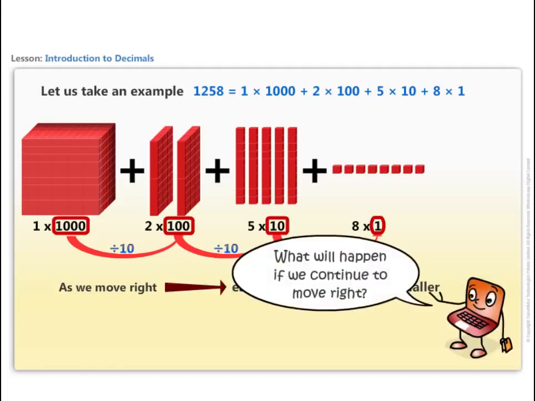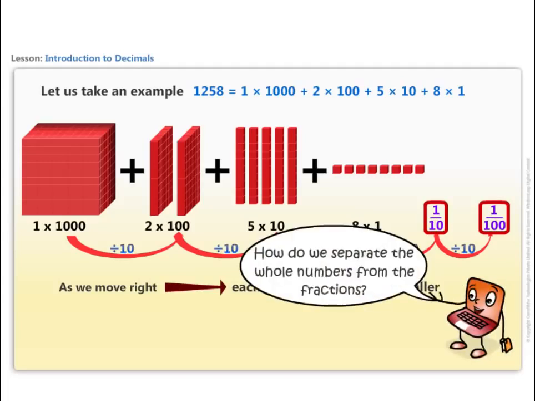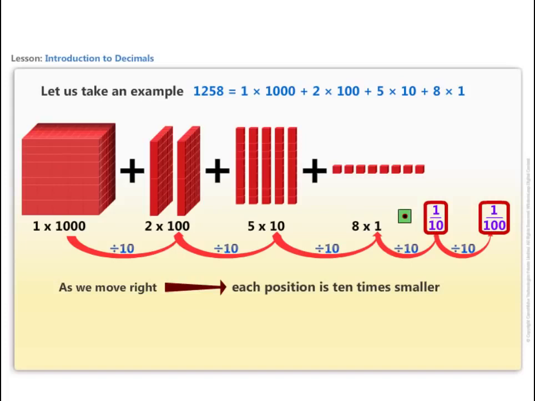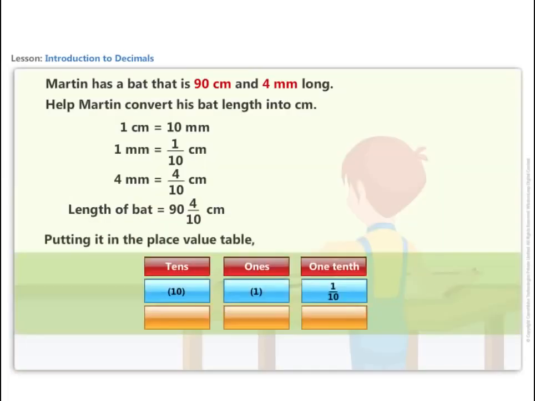What will happen if we continue to move right? If we continue to divide further by 10, we get fractions 1 by 10, 1 by 100, etc. How do we separate the whole numbers from the fractions? We need to use a dot to know where the unit position is. This dot is called decimal point, and the number with the decimal point is called a decimal number. Let us now try to represent the length of Martin's bat using decimal notation. Substituting the values in the place table and using the concept of decimal, we get length of the bat as 90.4 centimeters.